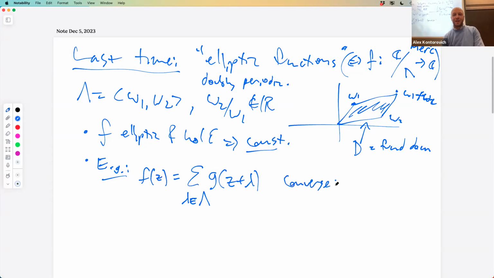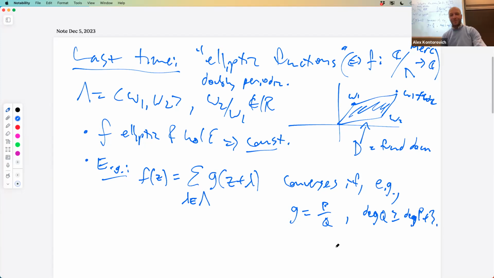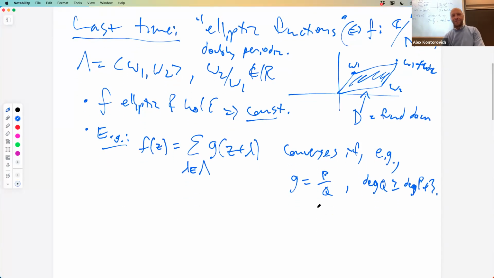This converges if, for example, g is a rational function, p over q, where the degree of q is at least the degree of p plus 3. I think I wrote this not quite correctly last time. I think I had the plus 3 on the other side. I had minus 3. Okay, whatever. So just to give you a trivial example, one trivial example is 1 over z cubed. P is 1 and q is z cubed. So if you sum 1 over z cubed, that has enough decay so that this series converges absolutely, right? We need any decay strictly greater than z squared, if you recall.